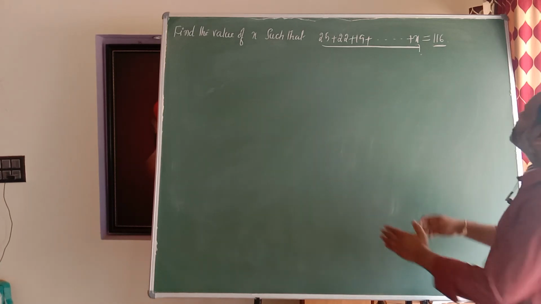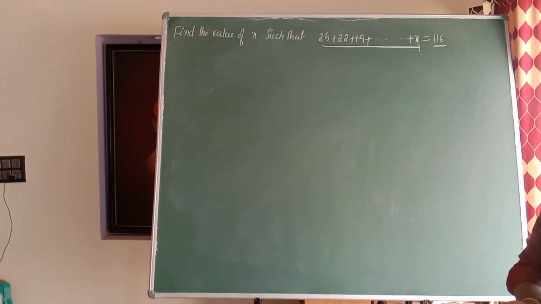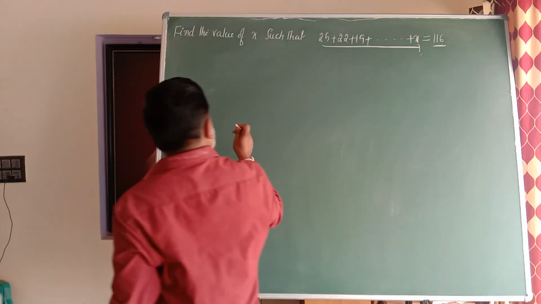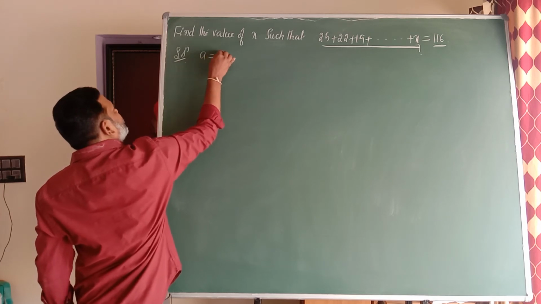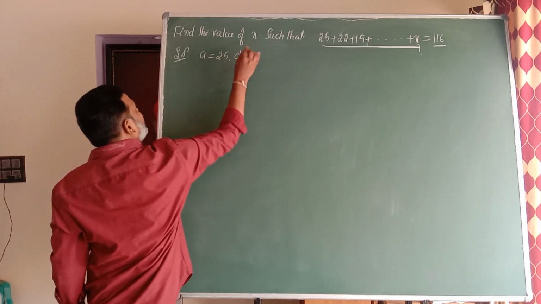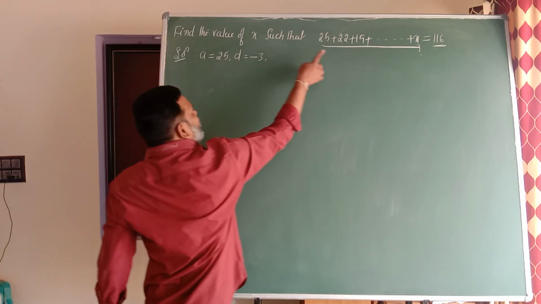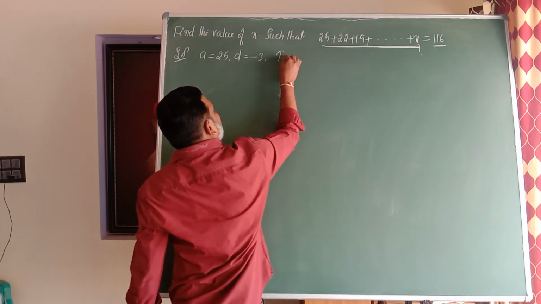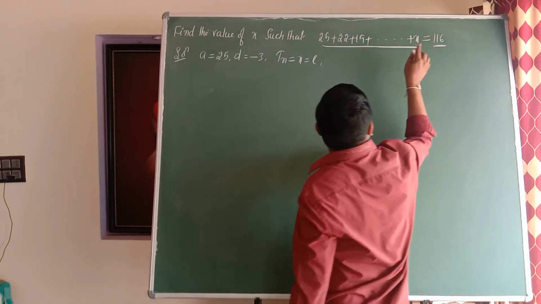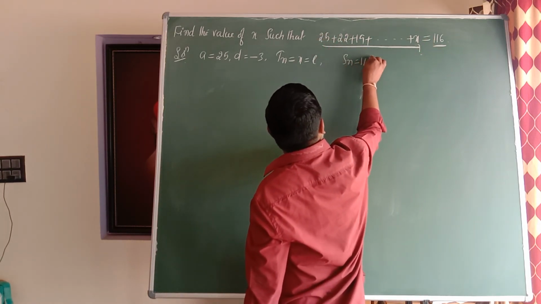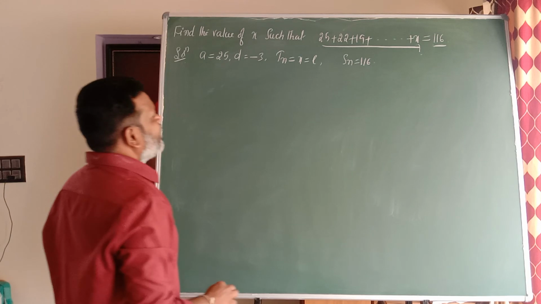So what are they given? The sum of all these terms is 116. Now let us find out. From the equation, a is equal to 25, and the common difference d is equal to 22 minus 25, that is equal to minus 3. And the last term is x, so Tn is equal to x, where n is the number of terms. And the sum of all these terms is 116, so Sn is equal to 116, they are given. Got my point? So by all this data we can find the value of x.